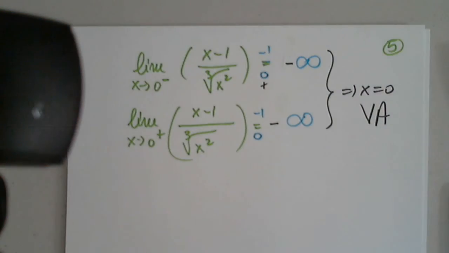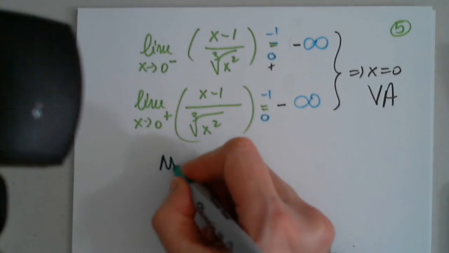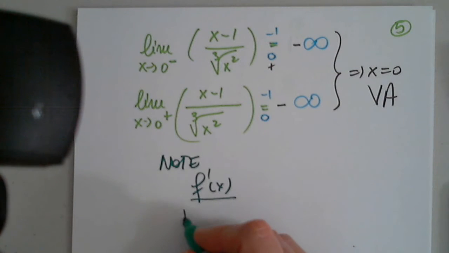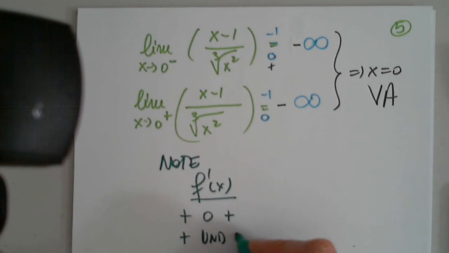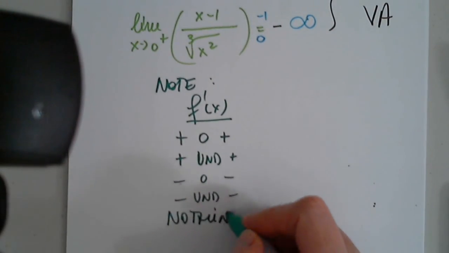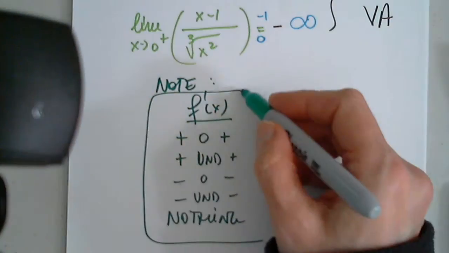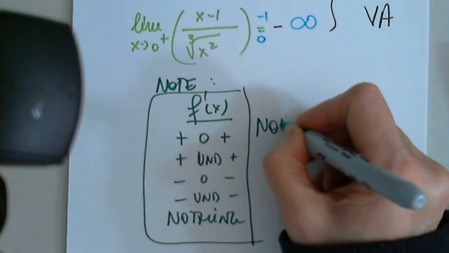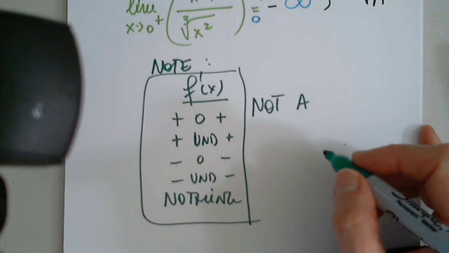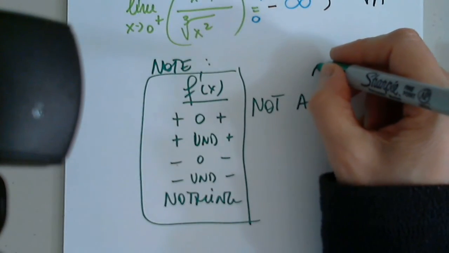So I'm going to write it now. Note: this is the first derivative. If it's positive 0 positive, positive undefined positive, negative 0 negative, negative undefined negative, this is nothing. Is that just because it's in the middle of a line, right? No. It's because it's something like this.